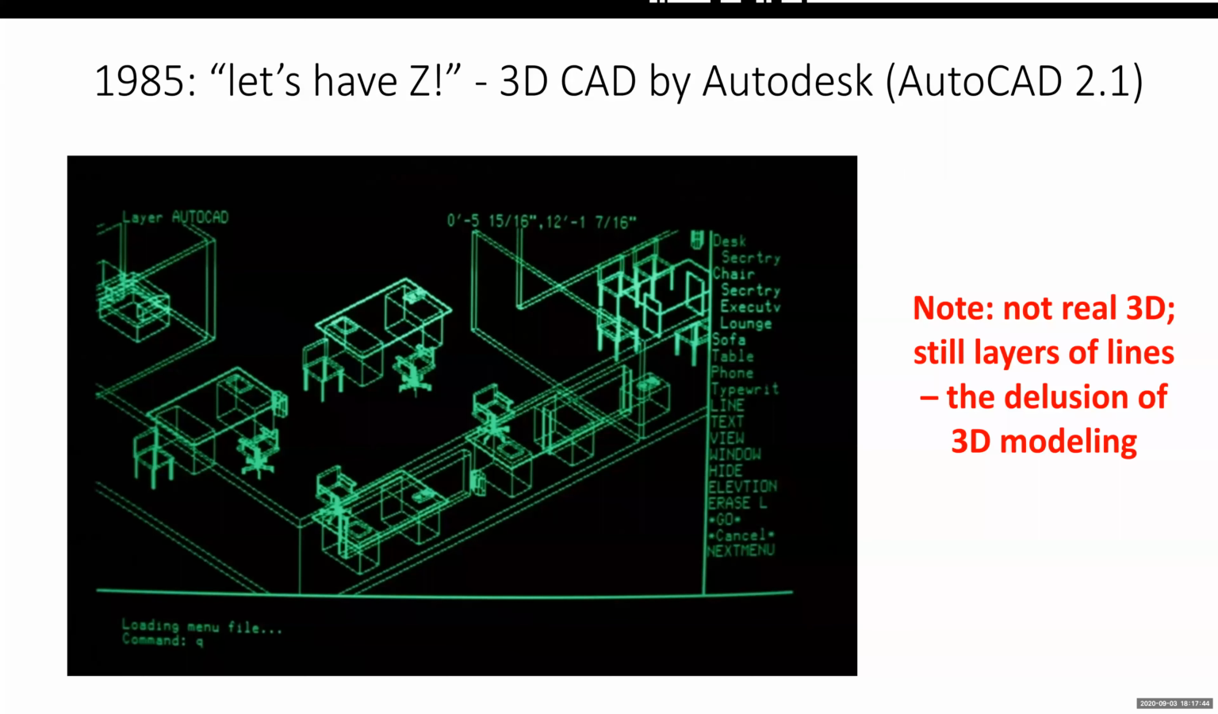But please note, that's not real 3D. It's still layers, bundles of lines to create the delusion of 3D modeling. Got my point? For example, here you see this desk. It looks like a desk, but in the eyes of the computer, it's just this line, this line, this line, plus this line, this line, this line. So it's not a table to the computer, okay? But at least we are moving a little bit toward 3D.